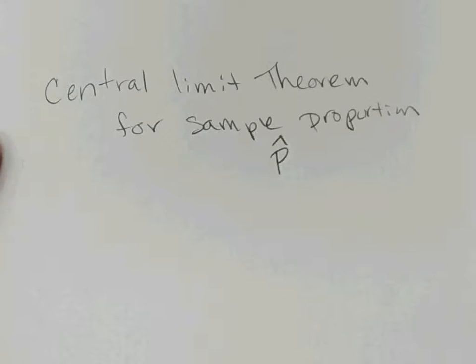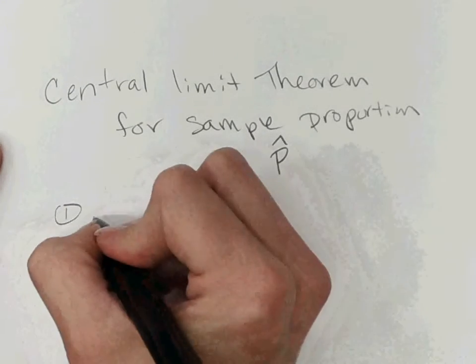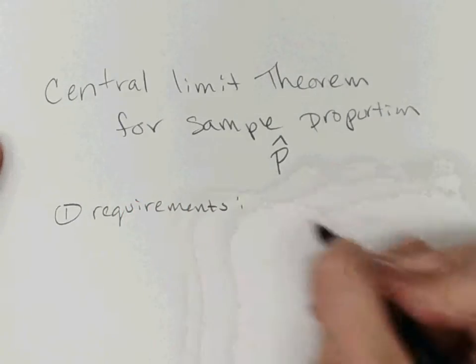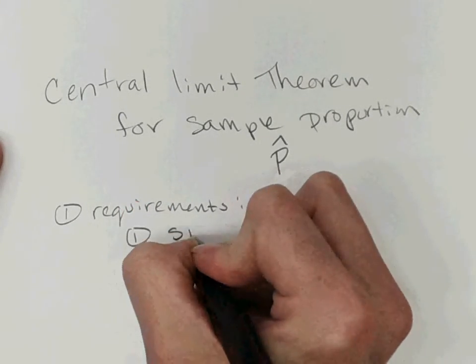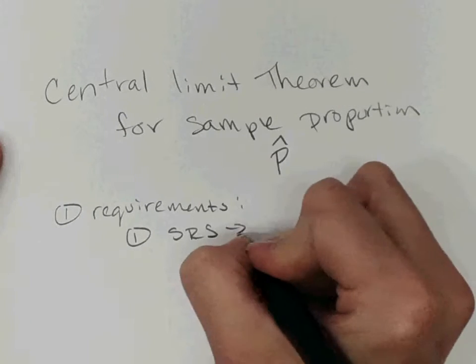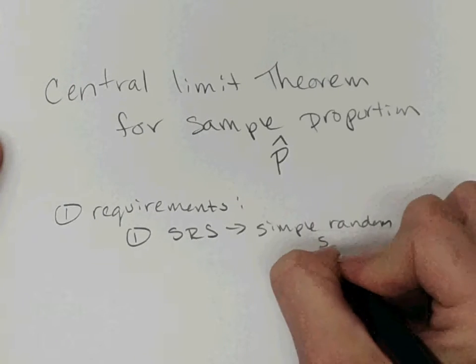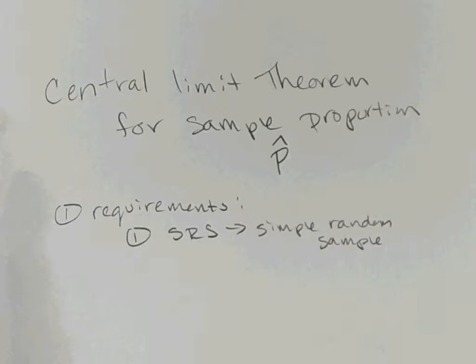Now, the first step in looking at the central limit theorem is we have requirements that must be met. The first requirement is SRS. And remember, that stands for simple random sample. Now, your sample doesn't necessarily need to be simple random sampling. You could have random assignments. You could maybe have some stratified samples. All that matters is that you have an unbiased sampling method. You have to have a valid sample or else none of this stuff matters.